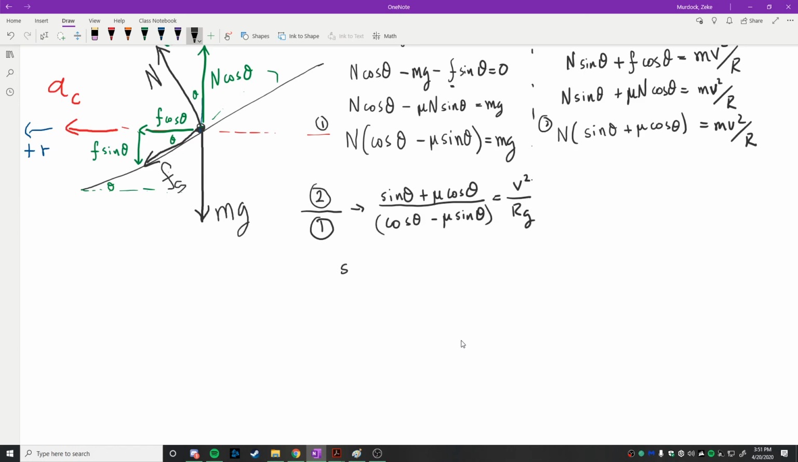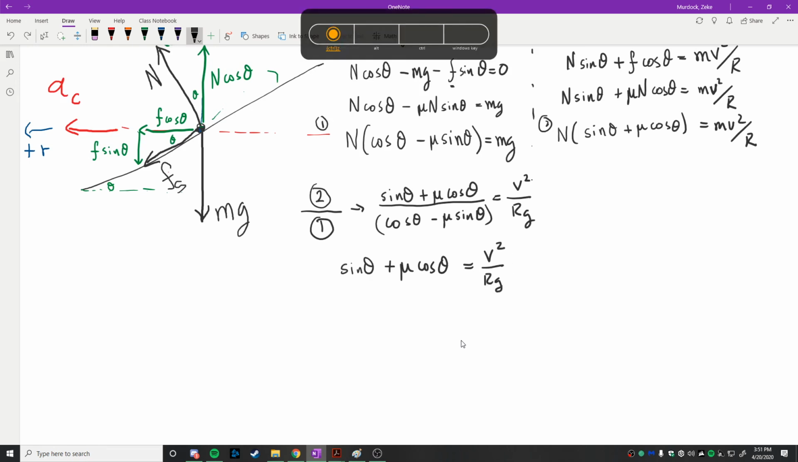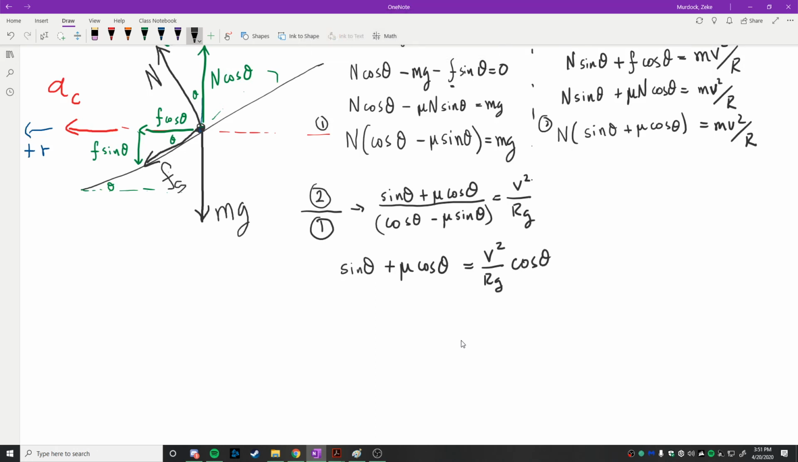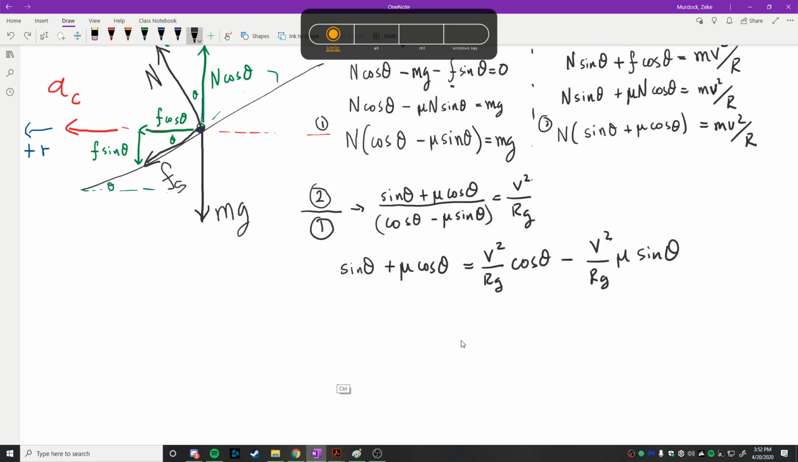So we end up getting here. I'm going to multiply this out. So it's going to be times cos theta here minus, and now we need to get mu's together. That's going to be something like this.